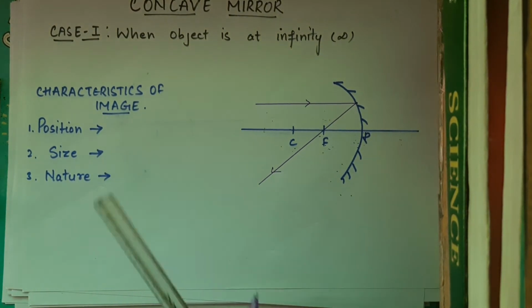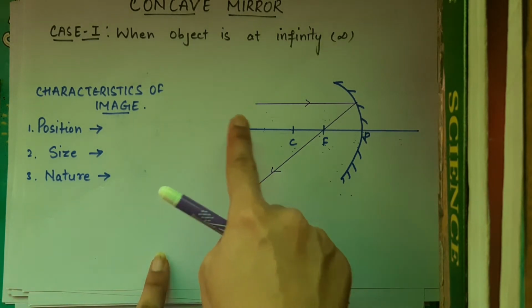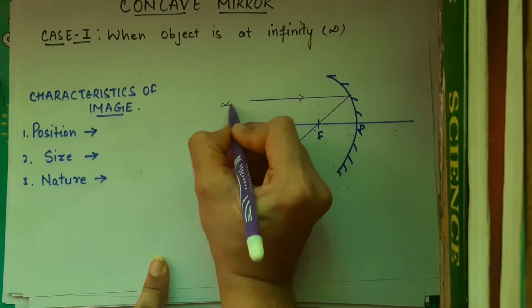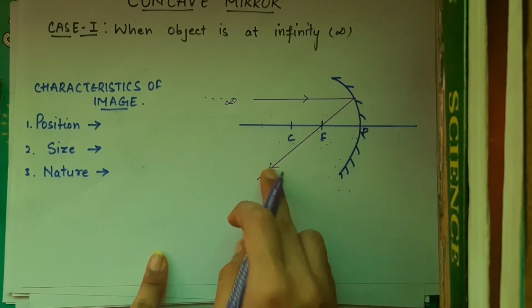Before doing all this, you have to keep in your mind what you are actually doing. You are finding the image of the object. You have an object, you are finding the position of the image, the size of the image and the nature of the image. So the light ray is coming from infinity. Let me treat this point as infinity, very very far, and the light is coming from infinity. After reflection, it passes through the focus.